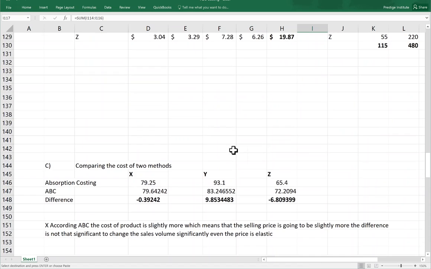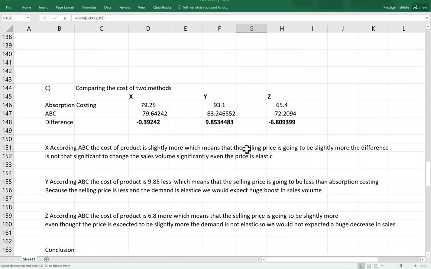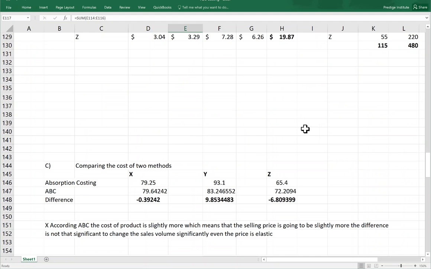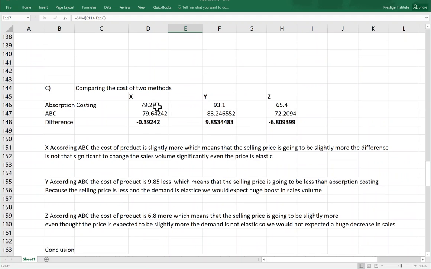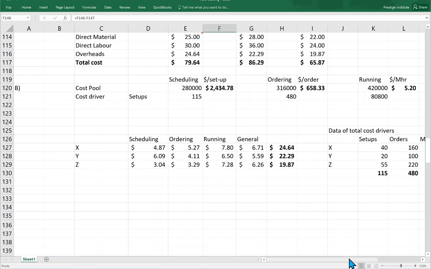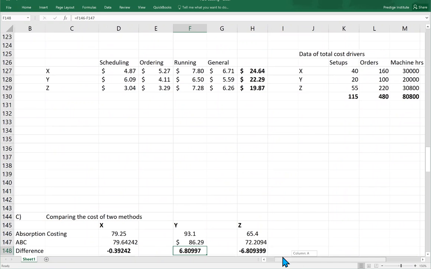Now when we compare that with absorption costing, remember absorption costing is 79, 93, 65. And then activity-based costing is 79, 86, and 65. Okay, I'm double checking for any mistake. If there is any mistake, you guys can find.